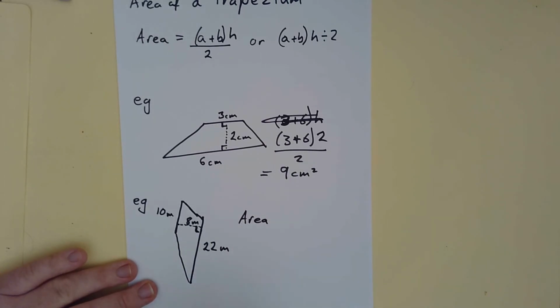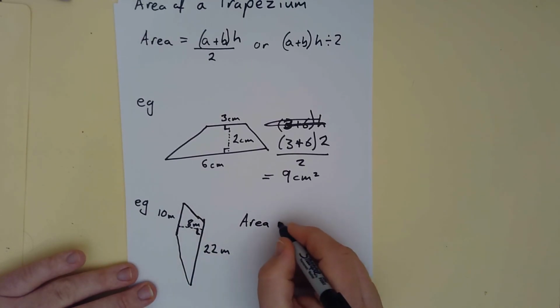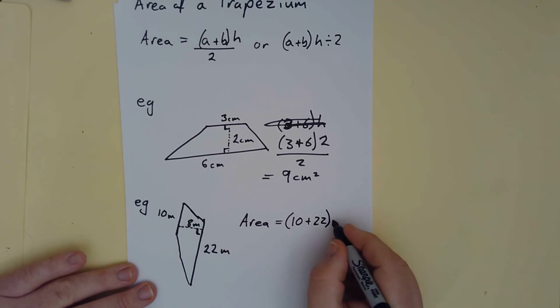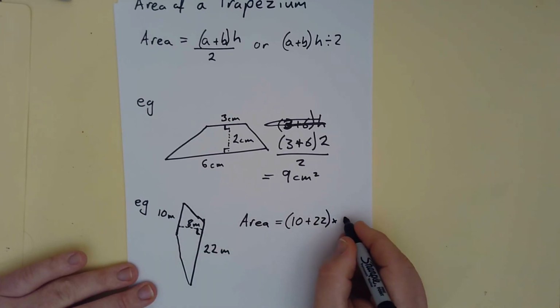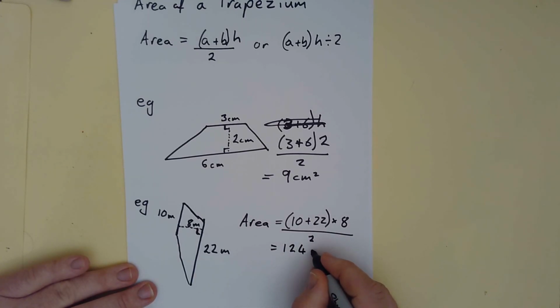So in this case, because I've got this a little bit weird shape, I've got to think about my A and B being here. So they're going to be 10 plus 22. And then I want times by my height, which was 8, over 2. Now this one's going to take a little bit more calculating. So 10 plus 22 is 32 times 8. Well, that's a big number. I just put it in my calculator, divide by 2, and I get 124. And this is meters squared.